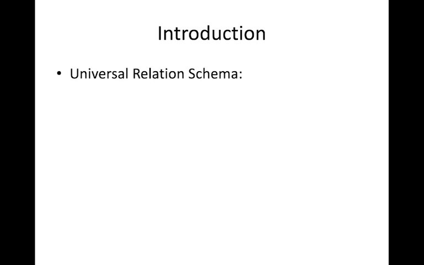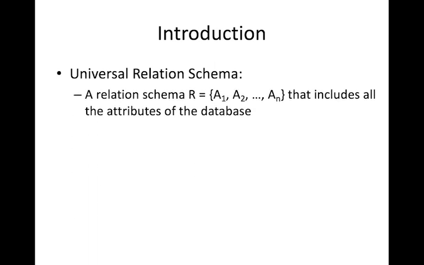So introduction. We have some basic definitions to understand the thing behind this decomposition. So what is meant by universal relational schema? It is a relational schema R with a set of attributes A1 to An that includes all the attributes of the database. So we'll consider the whole attribute set as a universal relation. That is, we have a single relation with all the attributes in the database. This R is known as a universal relation schema.